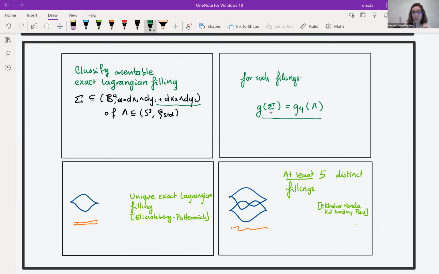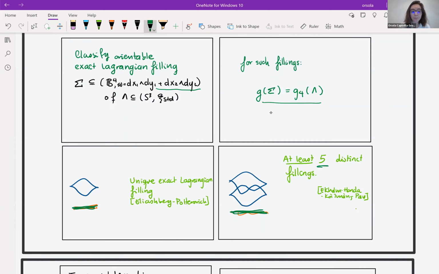We have only one complete classification for when these fillings do exist, and that's for the following unknot drawn here, and it has a unique exact Lagrangian disk filling. Even for the trefoil, we don't have a complete classification. We suspect there are only 5 distinct fillings of genus 1, but we don't know if that's it.